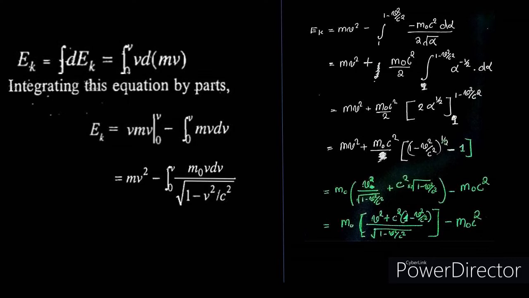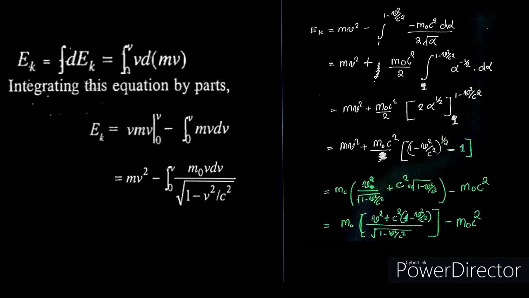Now you can take a common denominator for the terms inside the bracket. The common denominator is square root of 1 minus v square by c square. Then you have to multiply the second term inside the bracket with square root of 1 minus v square by c square. Then if you expand it, you would get Ek is equal to m0 into v square plus c square into 1 minus v square by c square, divided by square root of 1 minus v square by c square, minus m0 c square.